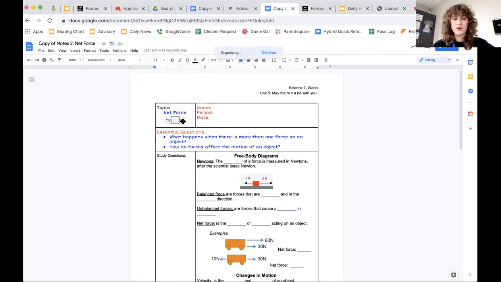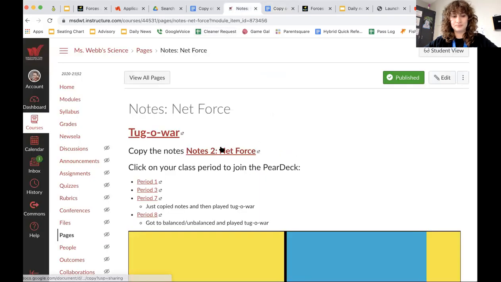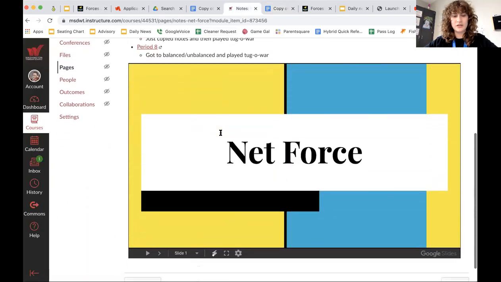There you go. So in this lesson, we're going to learn what happens when there is more than one force acting on an object. Most of the time, there's more than one force affecting an object. And we're going to answer the question, how do forces affect the motion of an object? So we're going to look at a bunch of arrows with numbers. We're going to find a net force, and we're going to tell how that force is going to change the object's motion. All right, so we're just going to use the slides that are embedded in this page again.